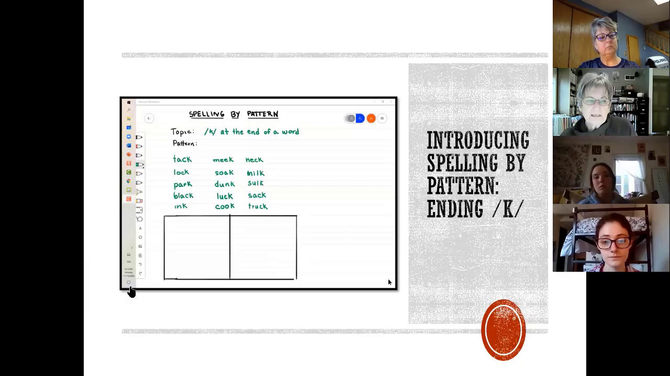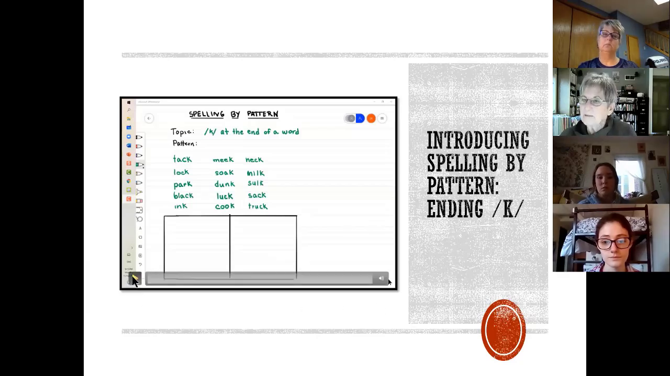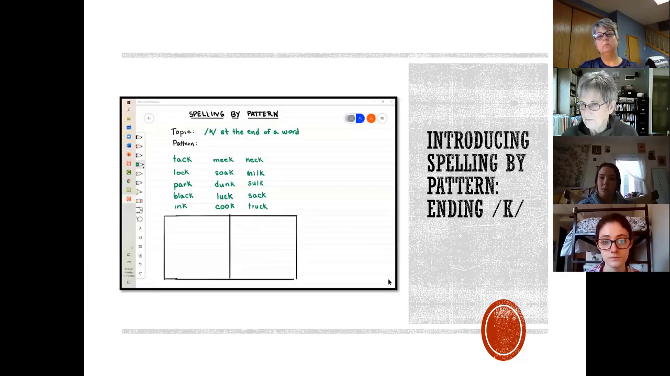So this is how to set up a spelling by pattern whiteboard. And then I'll show you also one that one of our grantees used with Jamboard. Have either of you used Jamboard? Okay. Either whiteboard or Jamboard will work for this. This is how to set up the ending.